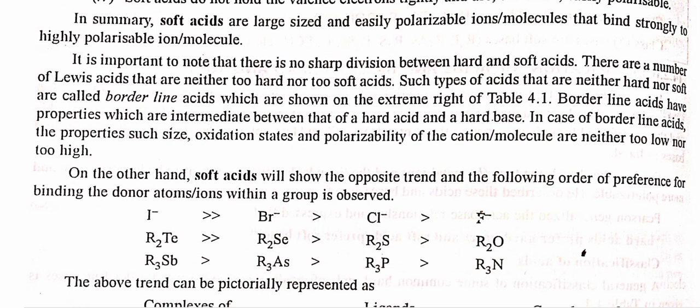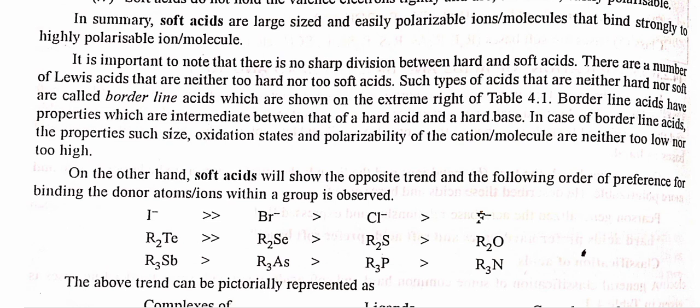It is important to note that there is no sharp division between hard and soft acids. There are a number of Lewis acids that are neither too hard nor too soft. Such types of acids that are neither hard nor soft are called borderline acids, which are shown on the extreme right of table 4.1.